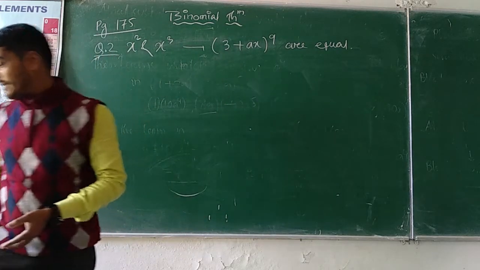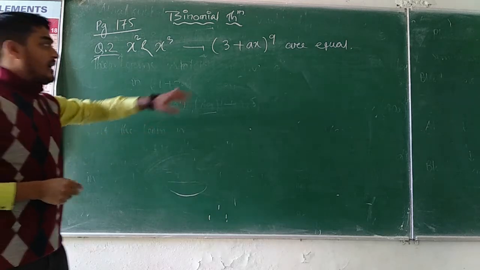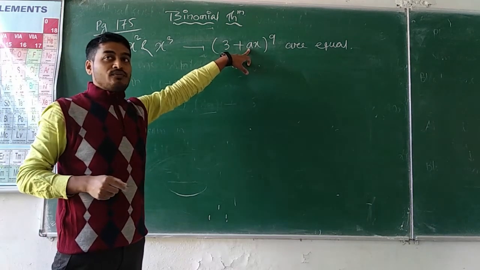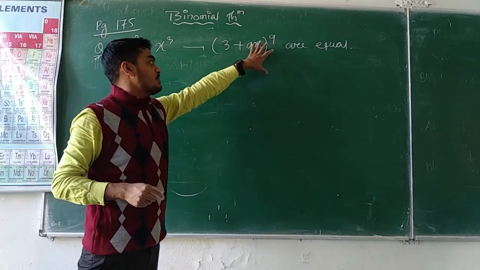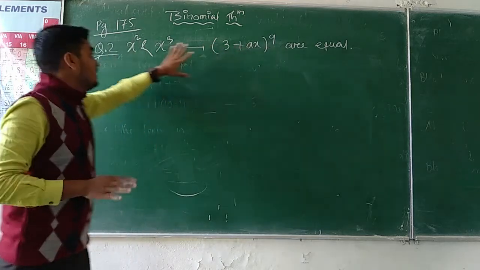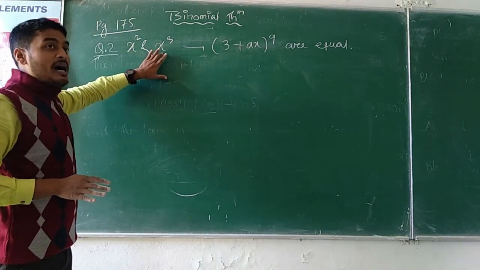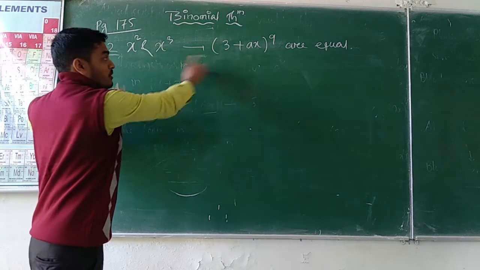What is given to us? A is the unknown quantity here. You have to find the value of A. The expansion of (3 plus ax) whole to the power 9 will have 10 terms. Among these 10 terms, the coefficients of x square and x cube are equal. So using this equality condition, you have to find the value of A.